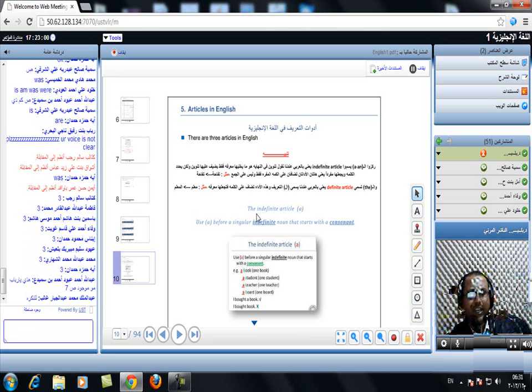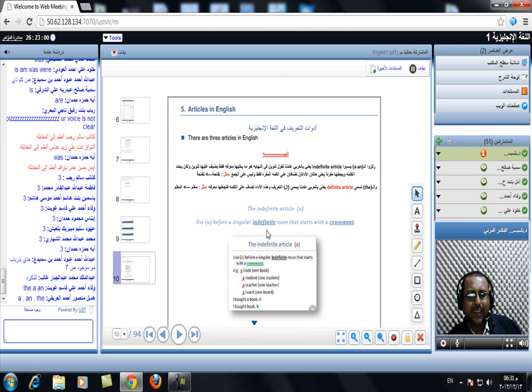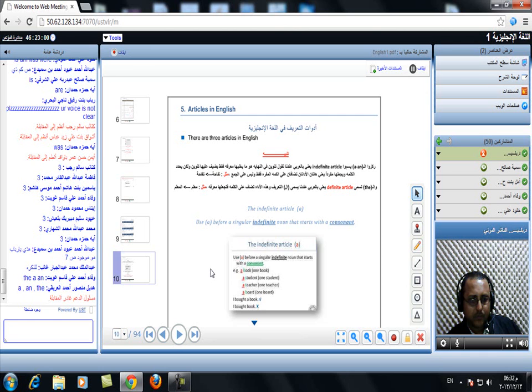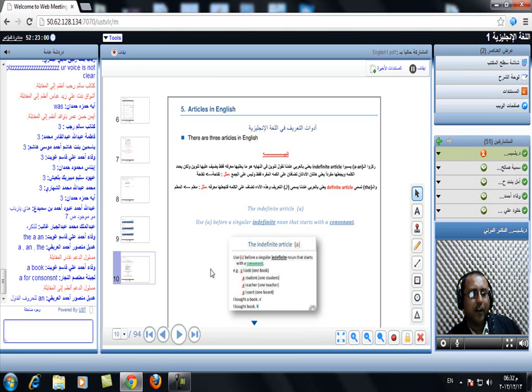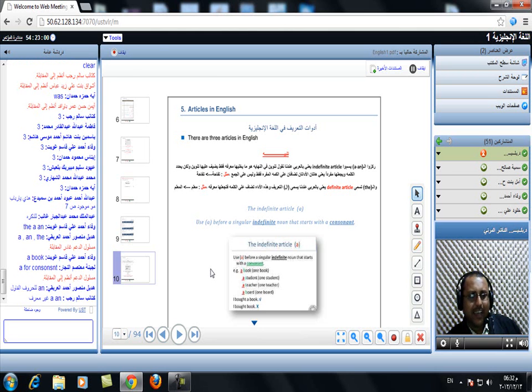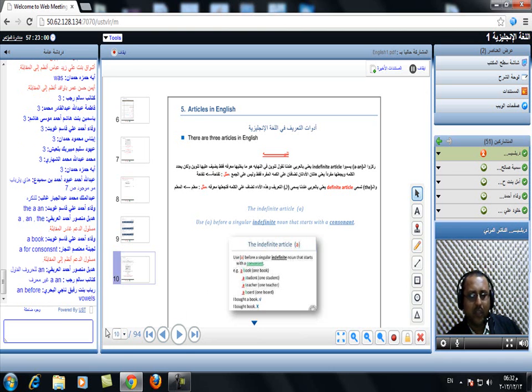The first one is called the indefinite article, and here we have two articles, a and an. The second one is called the definite article, and we have only one here, that is the. So can you give me the difference between a and an? When should we use a? When should we use an? Tell me please. A book. Very good. A is used for nouns that begin with a consonant, and an is used with nouns that begin with a vowel.